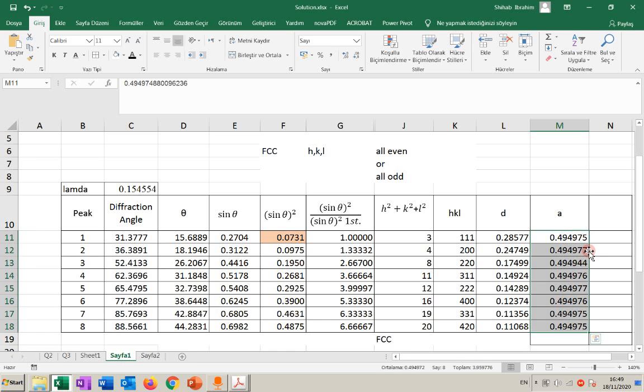And it has to be. Why? Because we said it's one crystal structure. a will be the same.